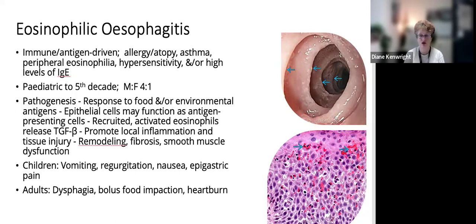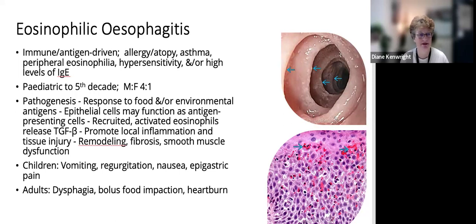an eosinophil-driven inflammatory cascade. In children, it presents as vomiting and regurgitation with nausea and epigastric pain, and in adults with dysphagia, and this is important, bolus food impaction. So what other things give bolus food impaction? Strictures, cancer, but eosinophilic esophagitis causes contractile dysfunction, all the inflammation. And so you get this characteristic food bolus obstruction, impaction.